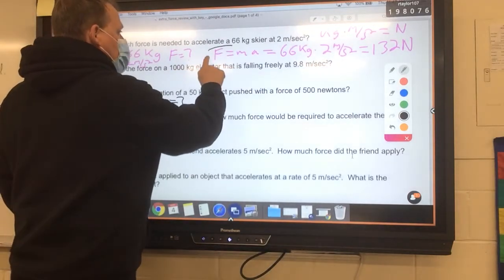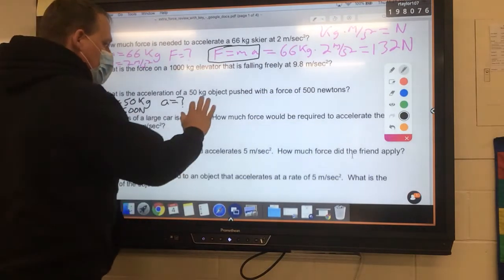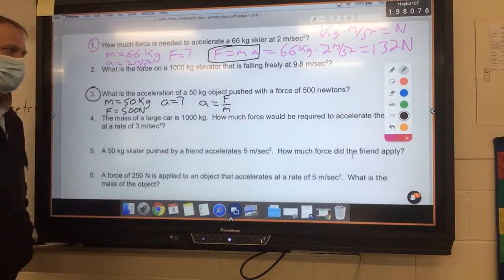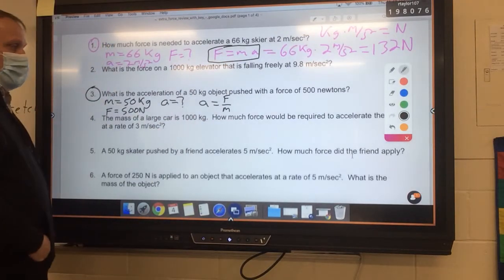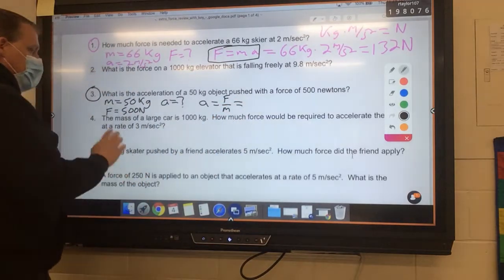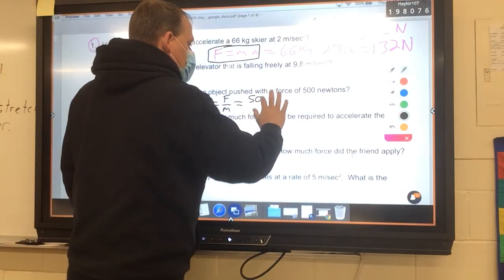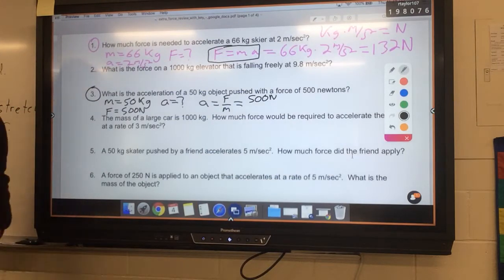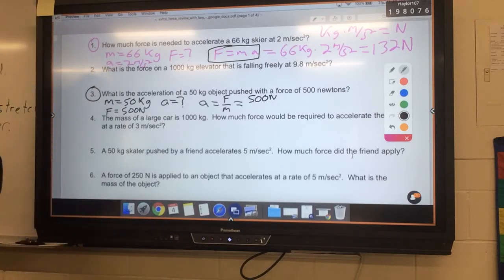Well, I know from my previous formula, F equals ma. If I solve that for a, acceleration is force divided by mass. It's F over m. So I divided both sides by m to get F over m. So now I can substitute in. For my force, I'm going to have 500 newtons. But instead of writing newtons, I really should write that as kilogram meters per second squared.